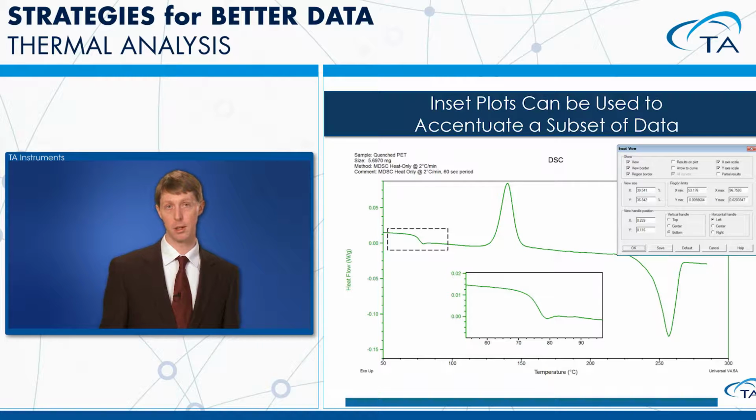very detectable, but it's possible that you could have a glass transition or a baseline shift or a small transition that is so small in relation to the cold crystallization and melt or other transitions that may exist in that particular data set that an inset view allows you to zoom in on that specific section. So here we've zoomed in specifically on the glass transition for this PET, and it gives us a clear picture of what's going on in that particular region.